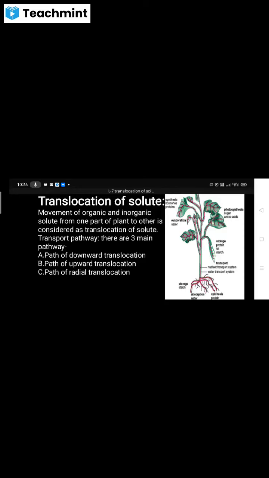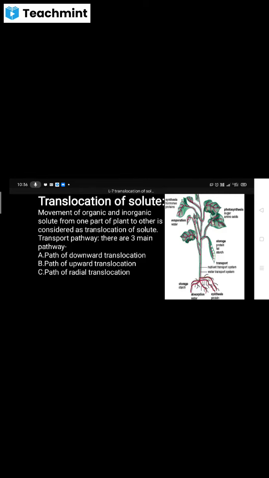So this material that will be transported, organic as well as inorganic material, moved from top to bottom or bottom to top, is called translocation of solute. In this transport pathway, there are three main pathways. First one is the path of downward translocation, that means from leaves to the roots, how the transportation takes place.